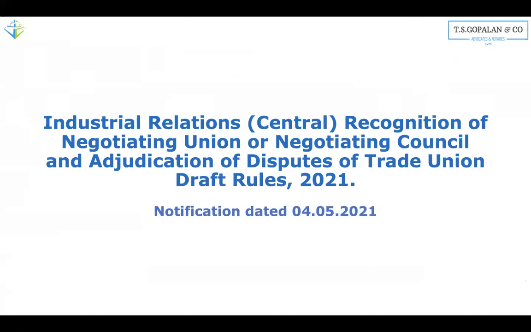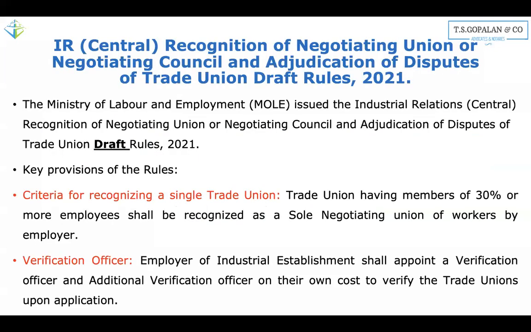2021. The next is the central government has circulated negotiating union rules as well on 4th of May, and asked for observations from everyone, I mean the employers and employees, in this regard. What is quite interesting in this is the criteria for recognizing a single trade union. We were all under the impression that if there is 51% or more, then you need to recognize. But the rules say that even if there is a trade union which has 30% or more, and if that is the only sole negotiating union in the factory or industrial establishment, then that trade union would need to be recognized as the sole negotiating union.